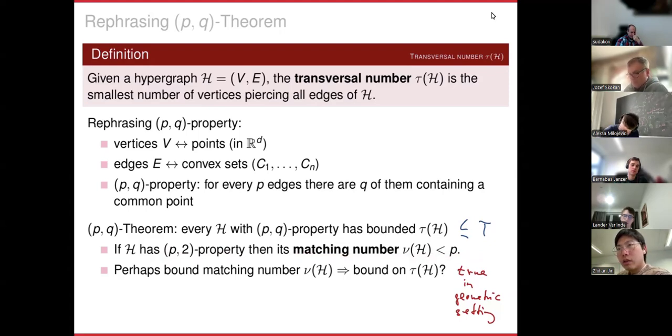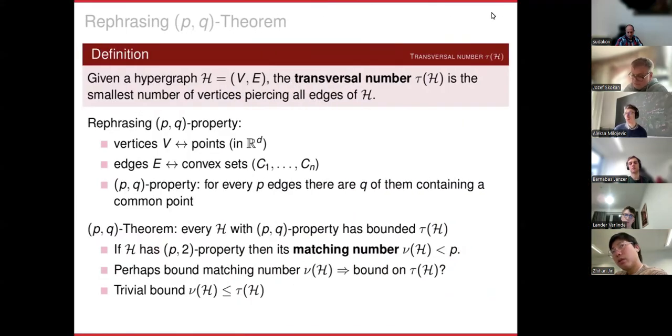And so what we would like to think about is the following question. If I have a bounded matching number nu of H, perhaps I can bound the transversal number tau of H. And it was true in the geometric setting, right? It was true for this theorem. So maybe we would like to investigate for what kind of hypergraphs we can find a statement like this. Now, when we want to discuss the relation between nu and tau, we have one trivial bound: nu is always bounded by tau, because if I have a set that meets all the edges, then I have to have a separate point for every edge in the matching. So this gives me this inequality.